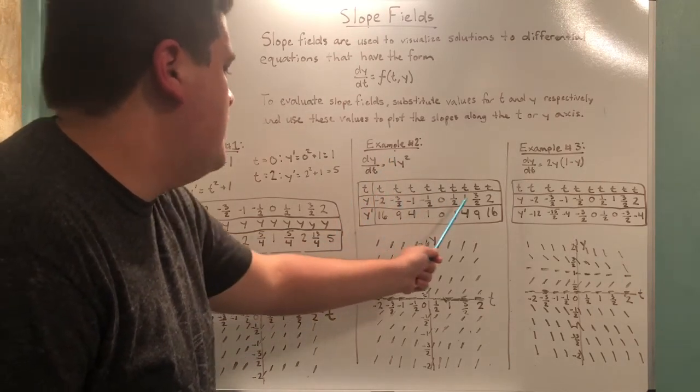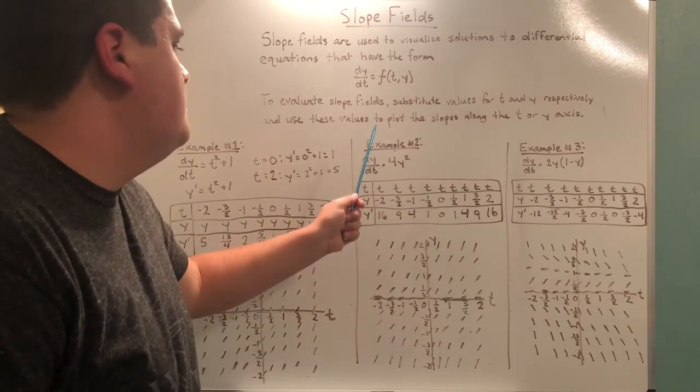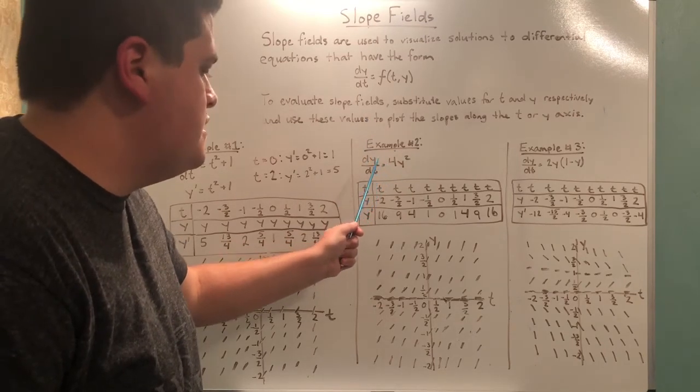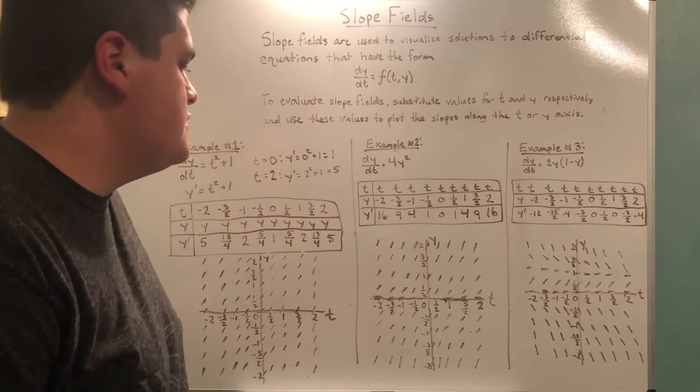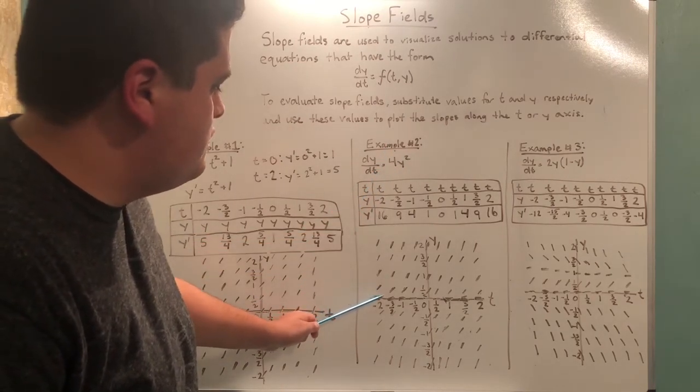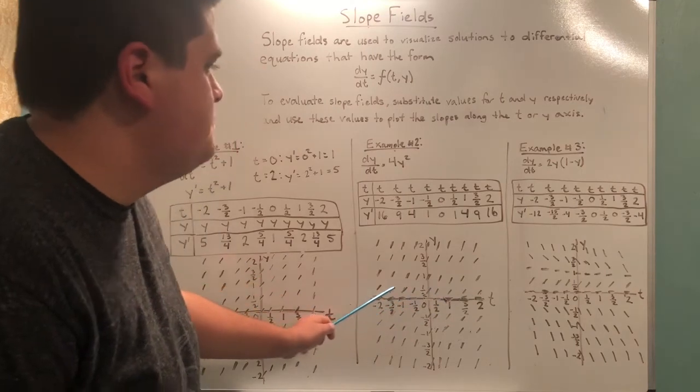So these are the values I found. This particular differential equation is interesting because it is always increasing. However, there is a zero slope solution right here along the t-axis.